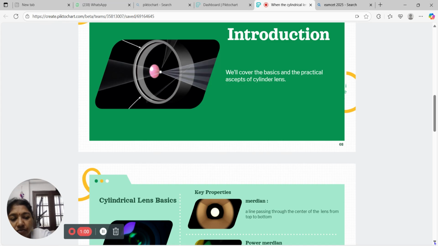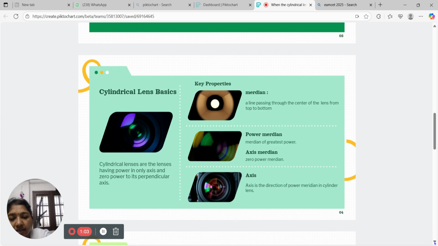And the axis which we show in a prescription is the direction of the meridian in which the cylindrical lens is kept. Cylindrical power works in that direction. The axis meridian is different from the power meridian. The power meridian is the meridian of greatest power, and the axis meridian is perpendicular to the power meridian, and it is the zero power meridian. Okay, axis and power meridian are different.